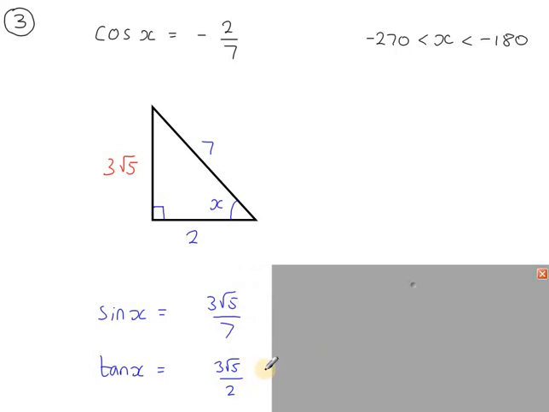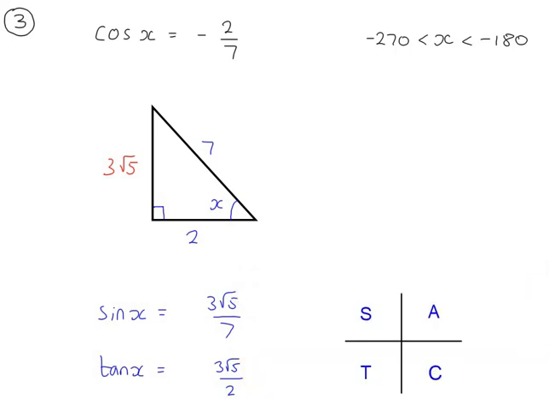And now we use the CAST diagram, and for angles between minus 270 and minus 180, so that's 0 for negative angles going clockwise, minus 90, minus 180, minus 270, we're in quadrant 2. Only sine has a positive ratio, so cosine and tan should both be negative. Well, cosine is negative, but tan must also be negative, but this one was positive.